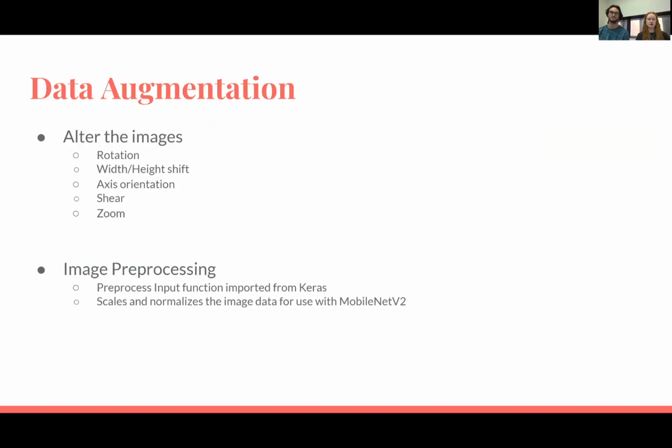And then we did alter our images for use in the image model. We rotated them, we did a width and height shift. We made sure the axis was oriented correctly. We did shear and zoom. And then we used an input function imported from Keras for image preprocessing. And we also scaled and normalized the images for use in that image model.